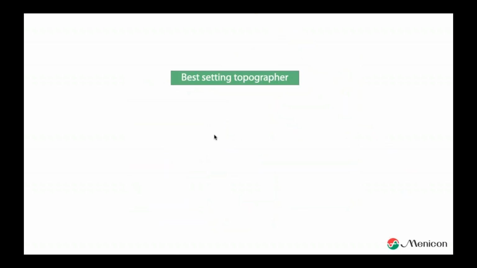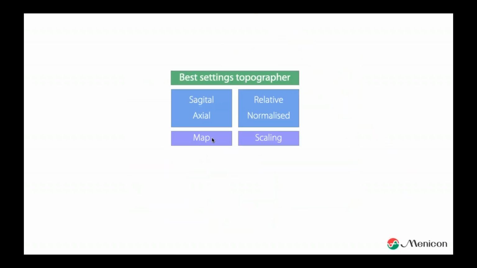So the best setting for your topographer is the sagittal map, which for the Medmont users is called axial, in the relative scaling, which the Medmont users call normalized scaling. These are the best settings for your topographer. And of course, from there on, you will move and maybe make other decisions.